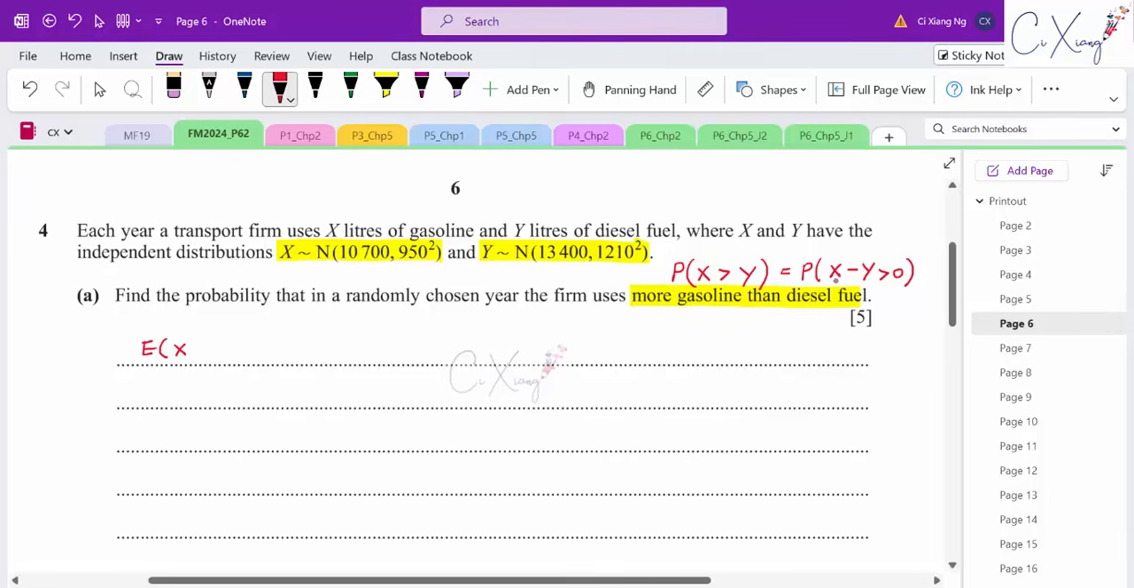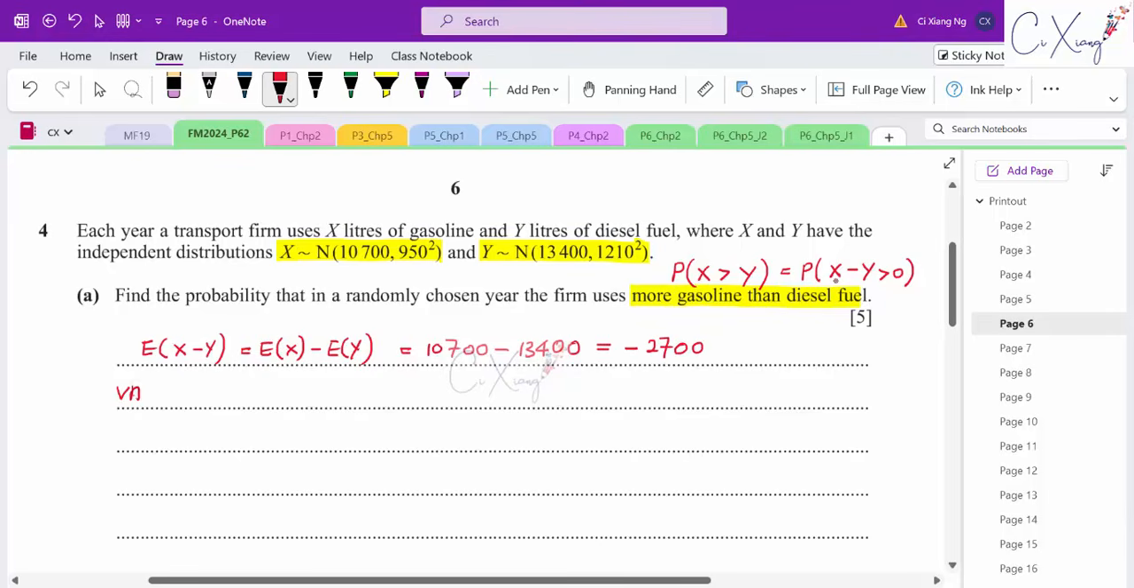Okay, so E(X minus Y) means E(X) minus E(Y), mean X minus mean Y. So if you use the mean of X, basically you have 10700 minus 13400, and from here you get a negative value, right? Negative 2700.